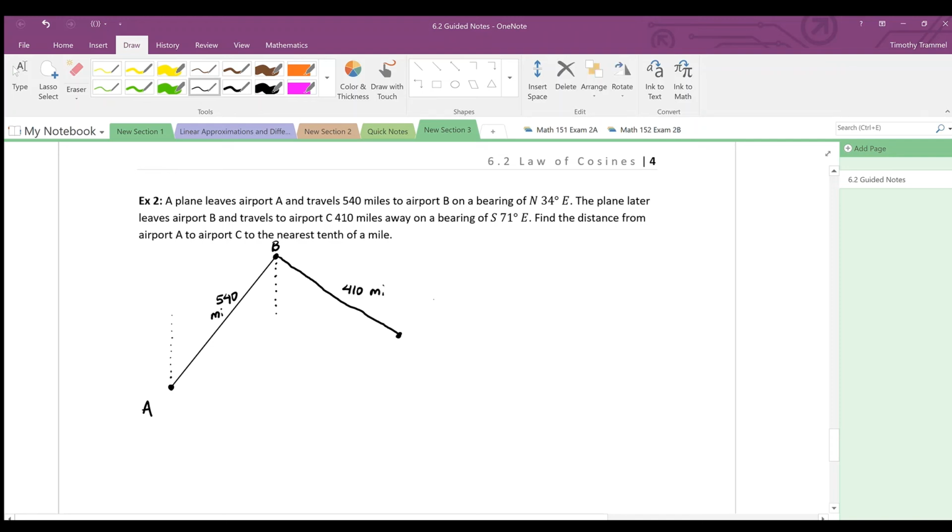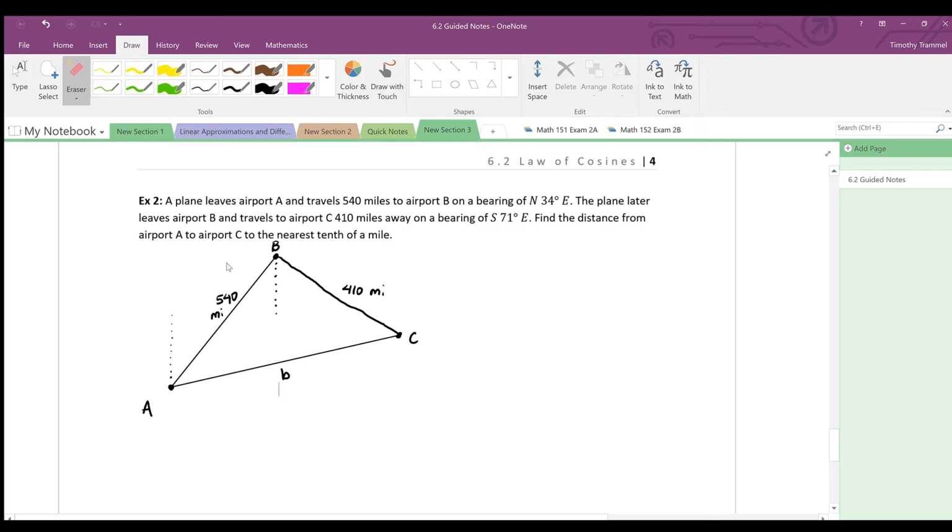There we go. Now let's read the rest of this question. Find the distance from airport A to airport C to the nearest tenth of a mile. So what we really want to look at is the length from here to here. Distance from A to C. Well, we see that we have these two sides here, which is great, and we want to find this one. Okay. And let's go ahead and label this one as side B.